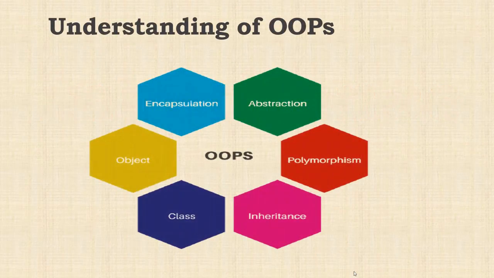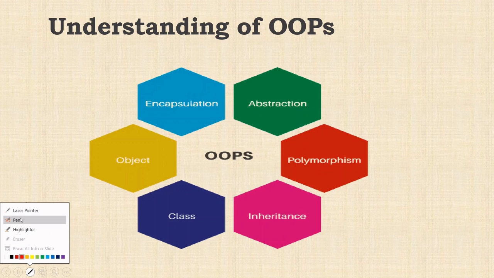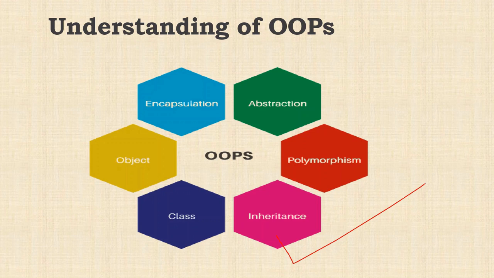So we are going to start inheritance. This is a diagram by which we can understand the pillars of OOPS: object, class, inheritance, polymorphism, abstraction, and encapsulation. These are all pillars of OOPS. In today's tutorial we are going to cover inheritance. I have already covered encapsulation, abstraction, and polymorphism, so you can go to my playlist and watch. Okay, let's start.